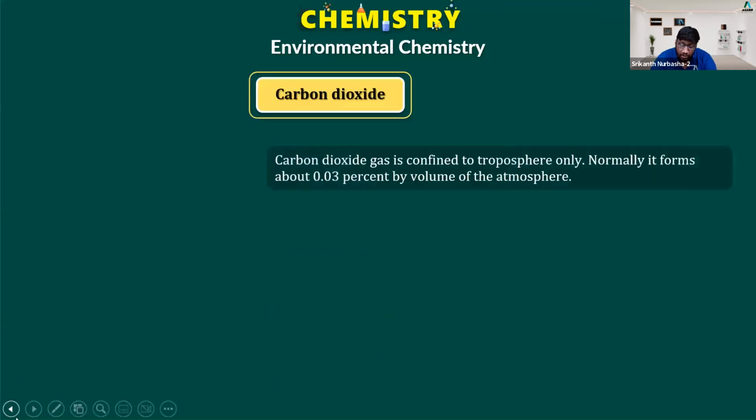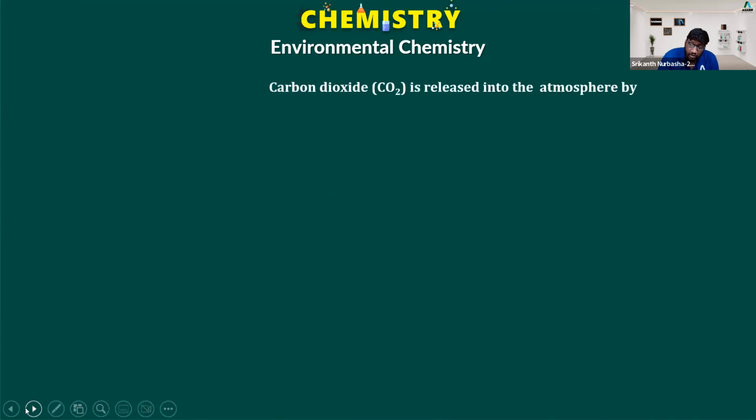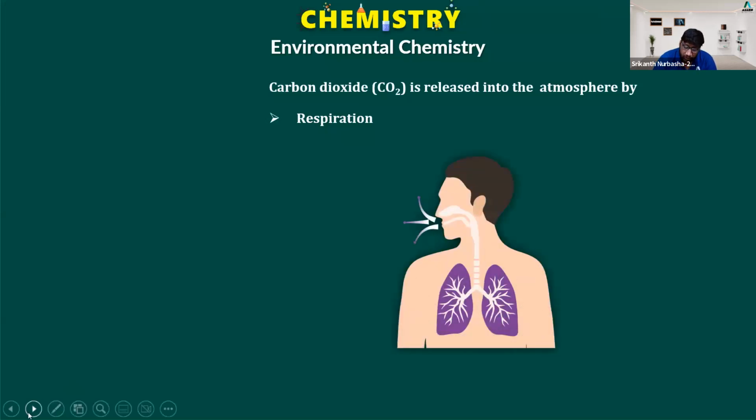Carbon dioxide gas is confined to the troposphere only. Normally it forms about 0.03% by volume of the atmosphere. That is your carbon dioxide volume percentage. Carbon dioxide is released into the atmosphere by respiration. Yes or no? Like we release carbon dioxide and we inhale oxygen.